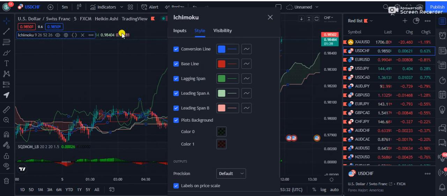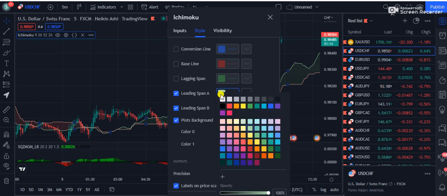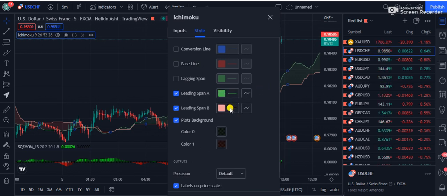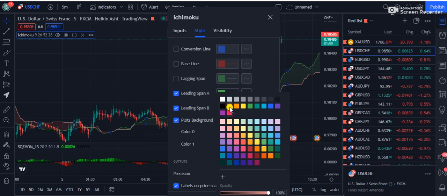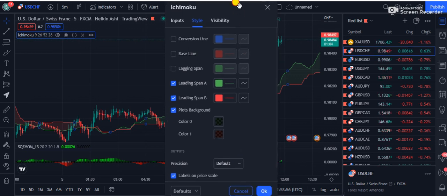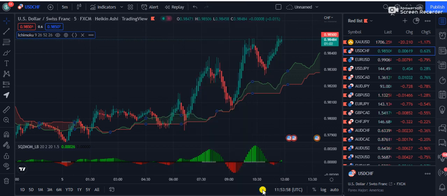If I go to the settings of the Ichimoku cloud indicator, you can see we have a lot of options checked in here. I'm just giving you a simple solution. Uncheck the first three, and just give a color to the leading span, like green, and then give a different color to span B, which should be red. Now if I click OK, you will see the strategy becomes very simple, and all of the things that were confusing you have gone.